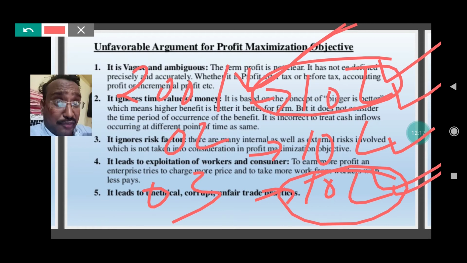But the time factor is equally important. Take for example, 10 years back 1000 is not equal to today's 1000. So 10 years back 1000 may be equal to today's 10,000 or even 15,000, isn't it? So that's what, profit maximization is not clear.